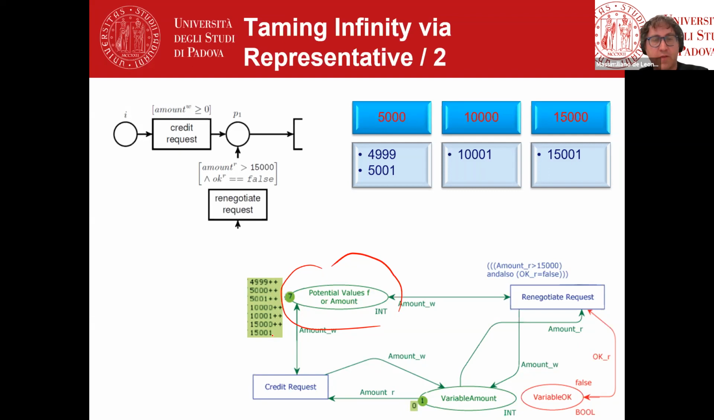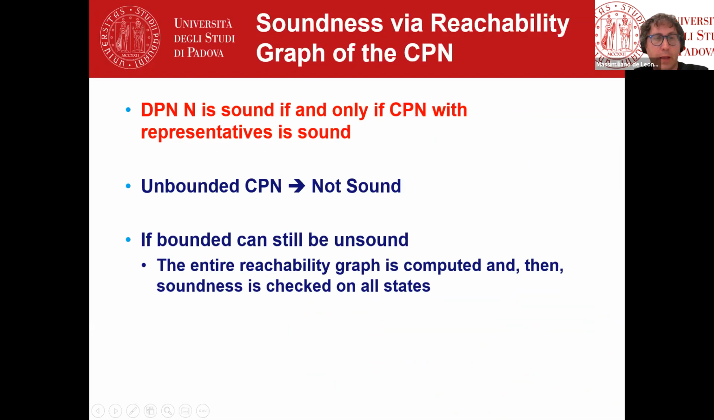And it's easy to prove that the data Petri net is sound if and only if the corresponding color Petri net with representatives is sound. If the CPN is unbounded, it can still be unbounded because of a control flow, not because of data. If it's bounded, then it can still be unsound. So I need to compute the reachability graph to check this.